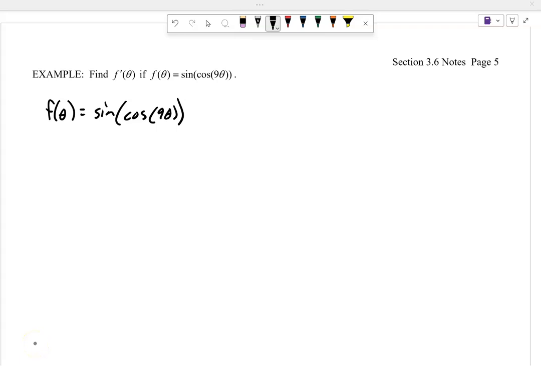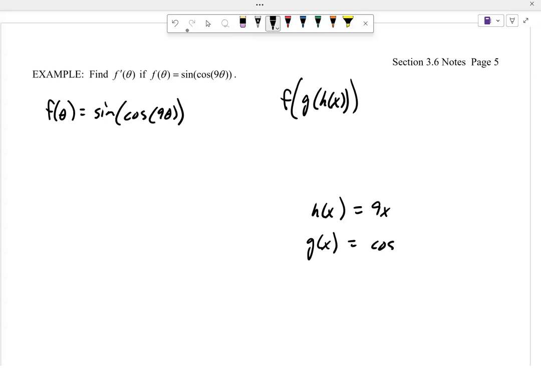All right, sometimes you're going to have to use the chain rule more than once. So here you've got an f of g of h of x situation, where your h of x is 9x, or I'll call it 9 theta. The g of x is the cosine, and the f of x is the sine. So the g is going into f, and the h is going into g, right? So we got a composite of a composite here.